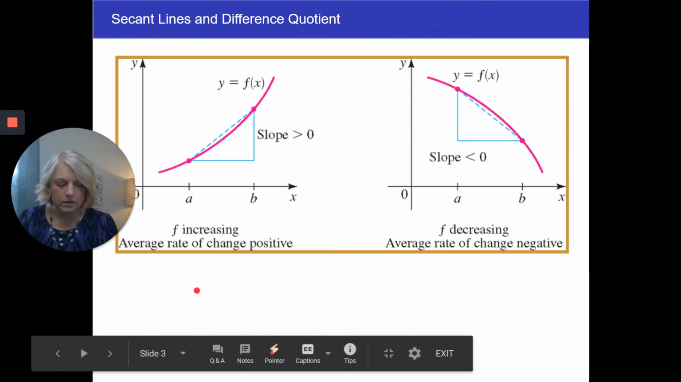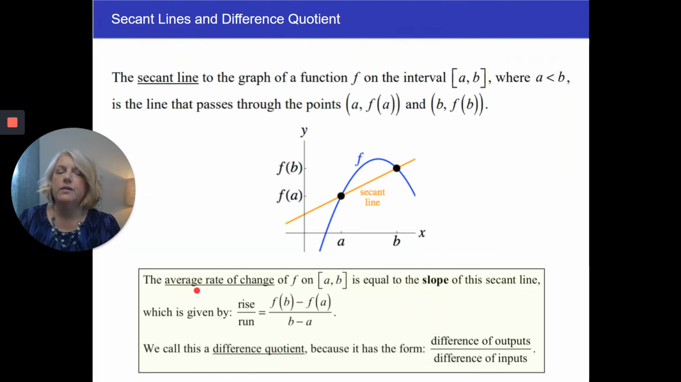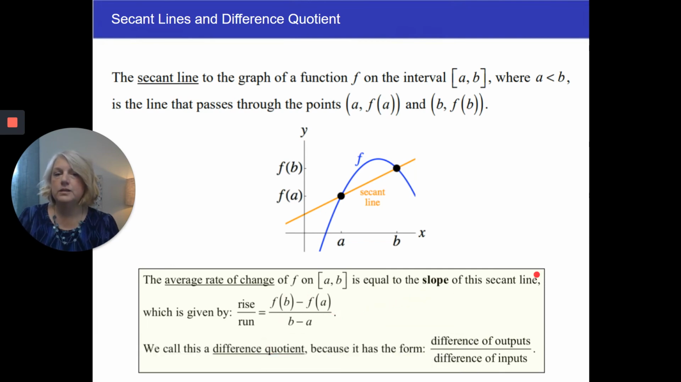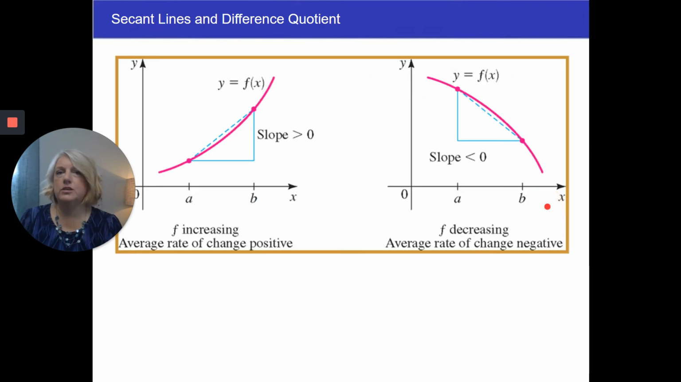That rise over run is called the difference quotient. The difference quotient is a difference of outputs over a difference of inputs. Quotient just means fraction. We used this quite a bit last year, so we're just going through and talking about it.